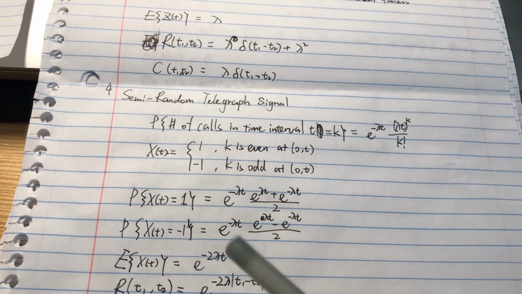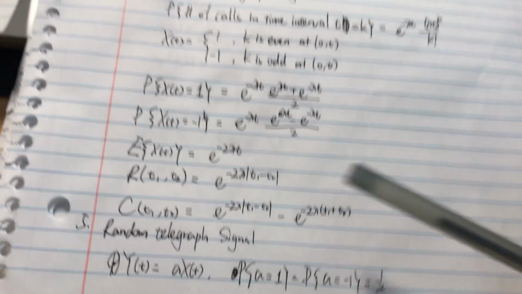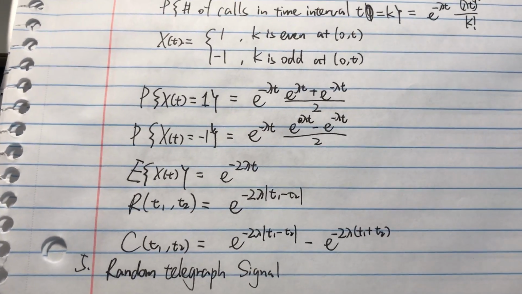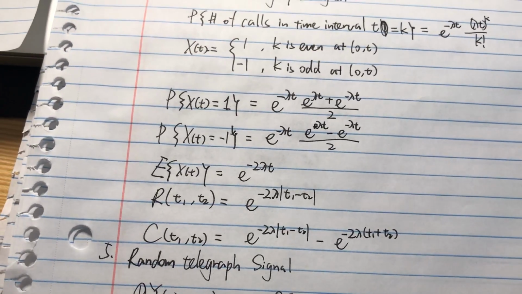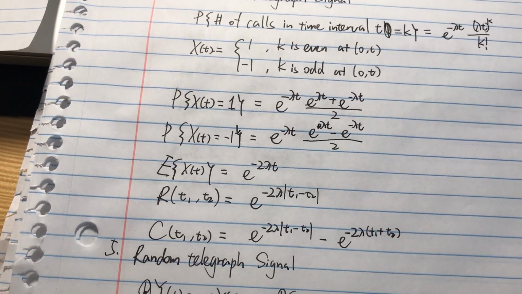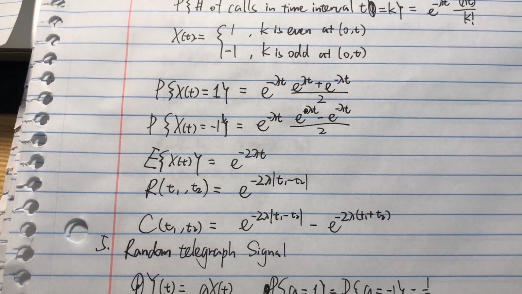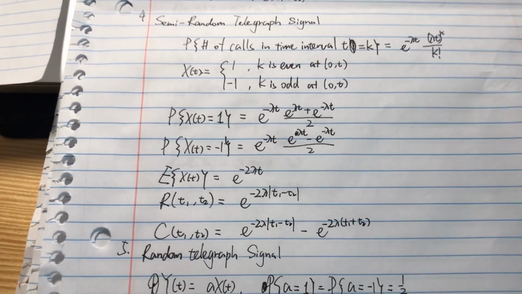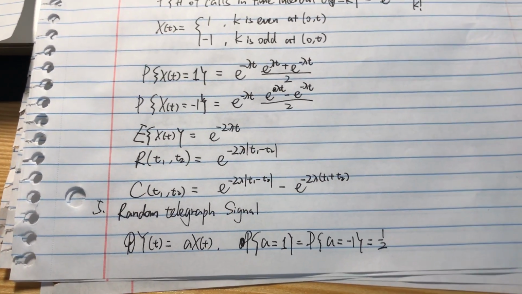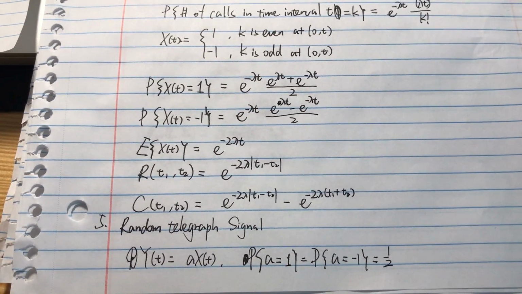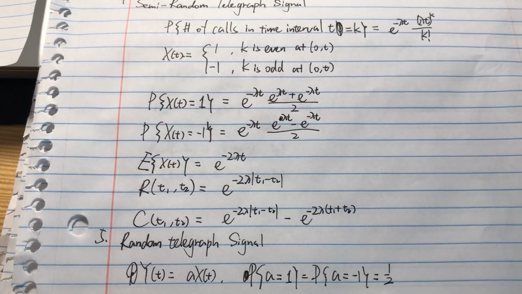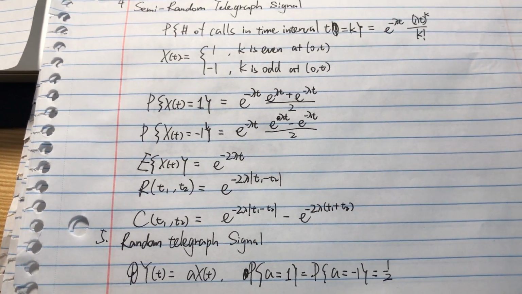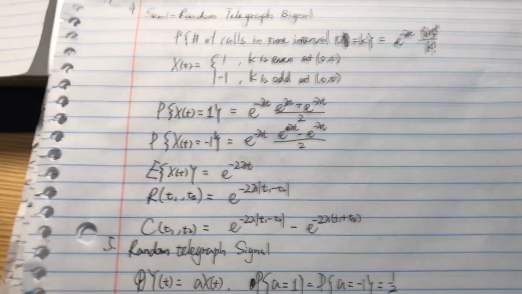So finally we got this density function, and then we can do the expected value. The expected value is e to the minus 2 lambda t, and the autocorrelation is e to the minus 2 times lambda, the absolute value of t1 minus t2, and the autocovariance is e to the minus 2 lambda, the absolute value of t1 minus t2, minus e to the minus 2 times lambda times t1 plus t2.